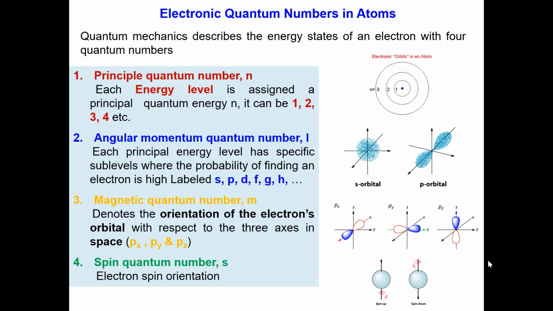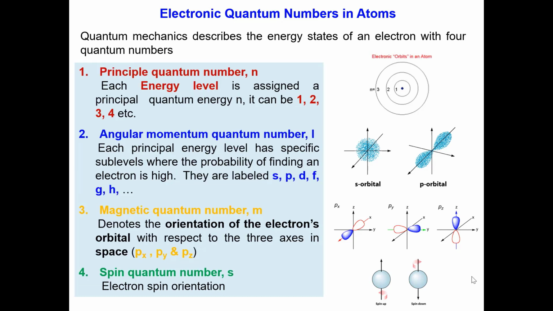The first one is the principal quantum number, and this describes the electronic orbits in an atom. Each energy level is assigned one principal quantum number. This number can be 1, 2, 3, 4, 5, etc.